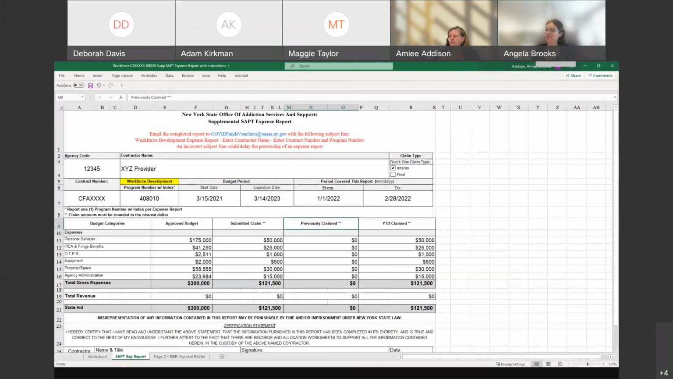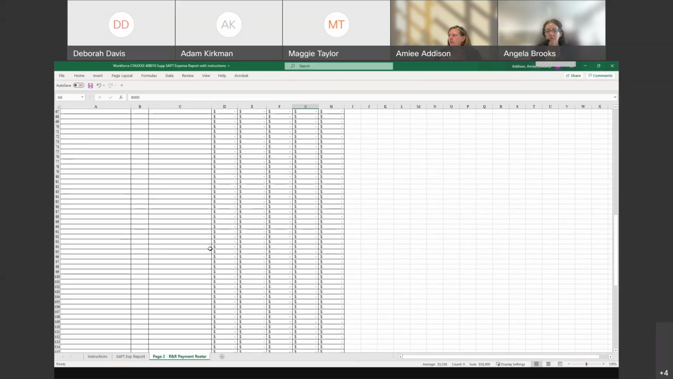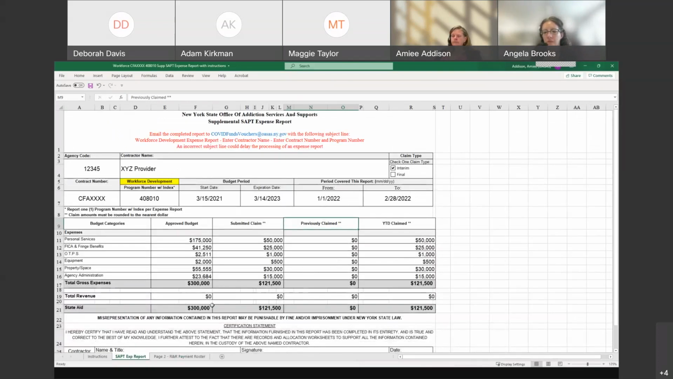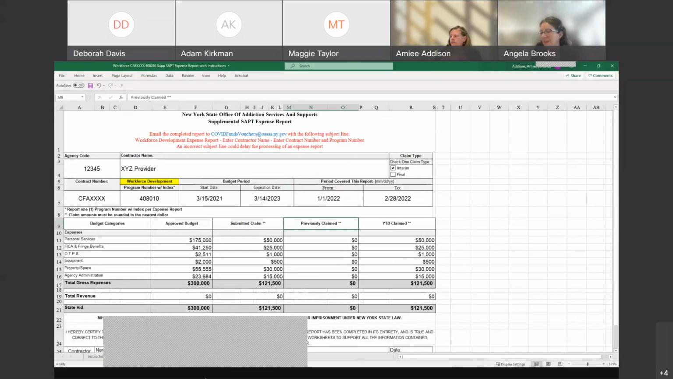I wanted to add to that, quickly, for recruitment and retention, what do they have to provide? They have to supply the recruitment and retention roster, the page 2 of the expense report. Right. But as Amy did point out, all other documentation on your personal services should be maintained and easily pulled up upon audit over the course of the next 10 years. Thanks, Angela. Go ahead with the next question, please.